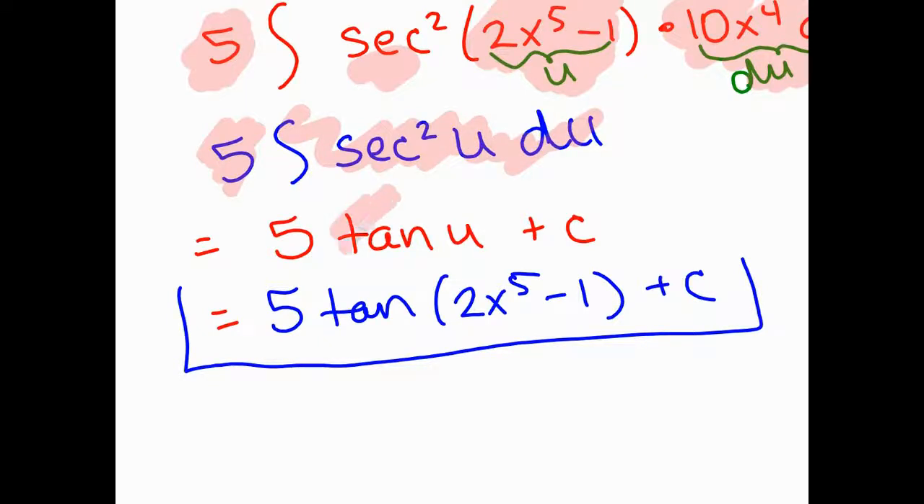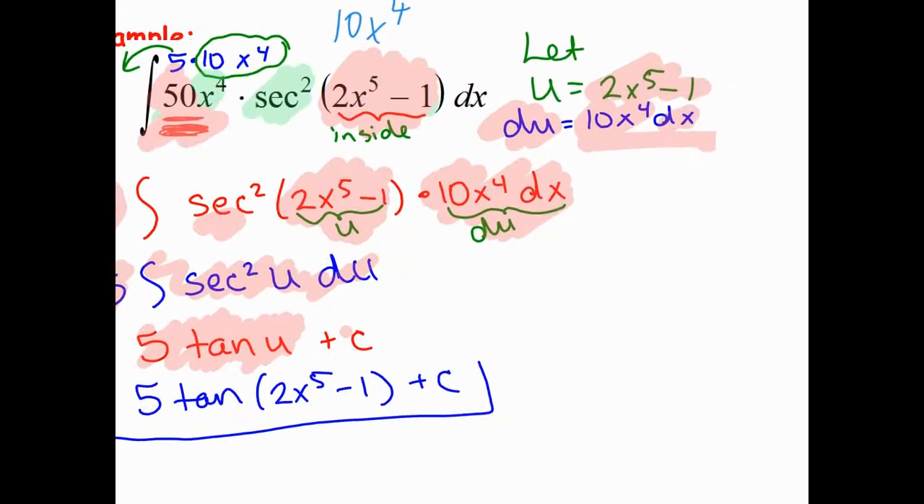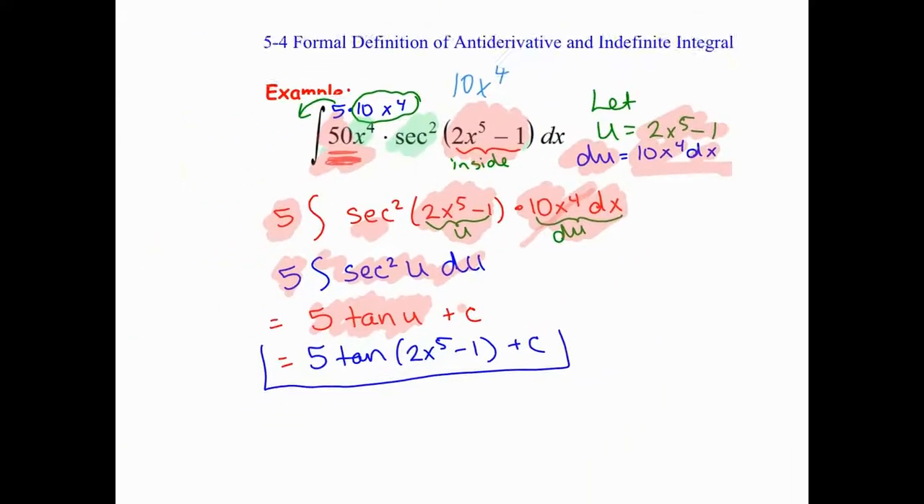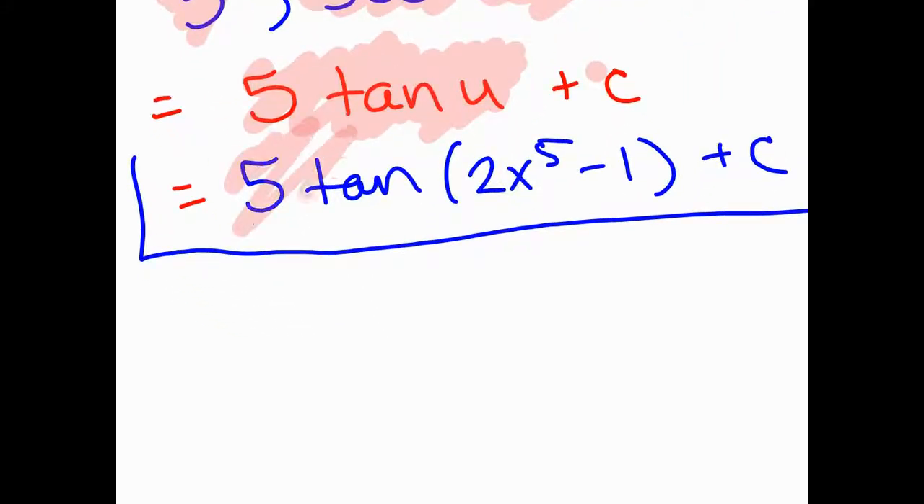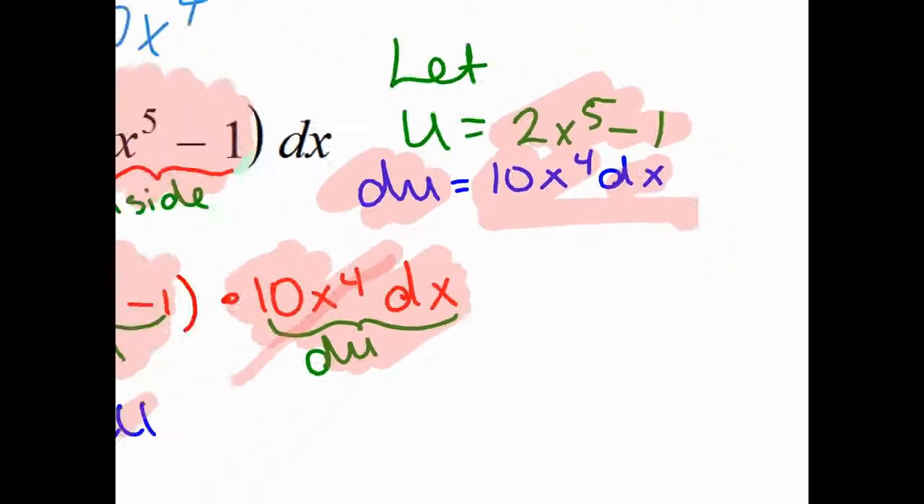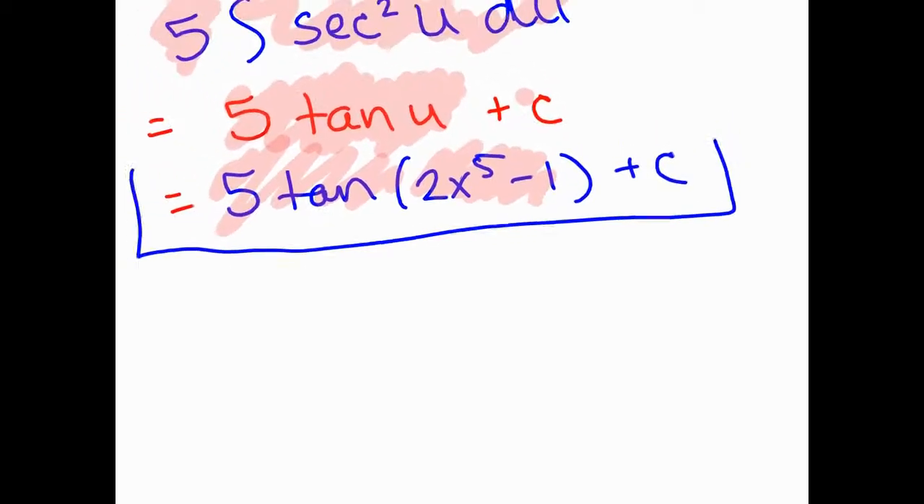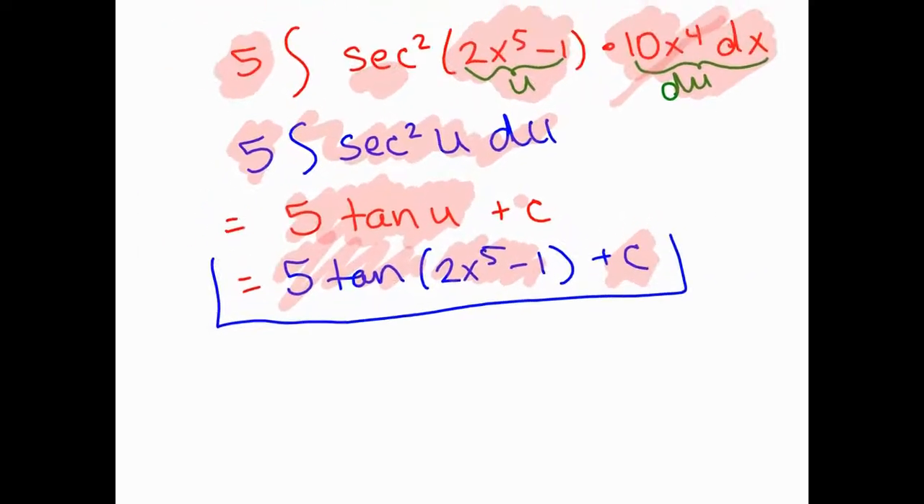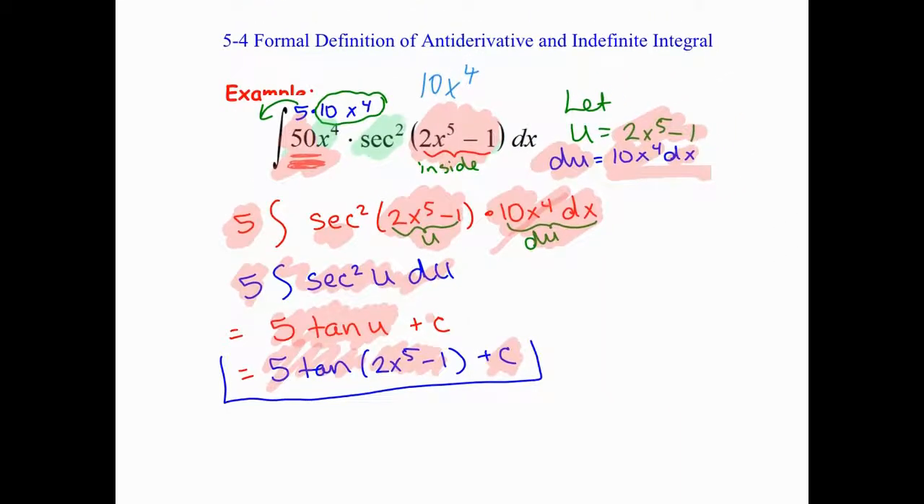The integral of secant squared u is tangent u. That's one of those identities you have to memorize. And now that we have 5 tangent u plus c, you can plug back in. Our u was 2x to the 5th, and now it's going to be 5 tangent of 2x to the 5th minus 1. By the way, it was 2x to the 5th minus 1. I didn't see that minus 1 for a second. Don't forget the plus c. This is not a specific range we were given, so you have to keep it general. All right, let's move on.